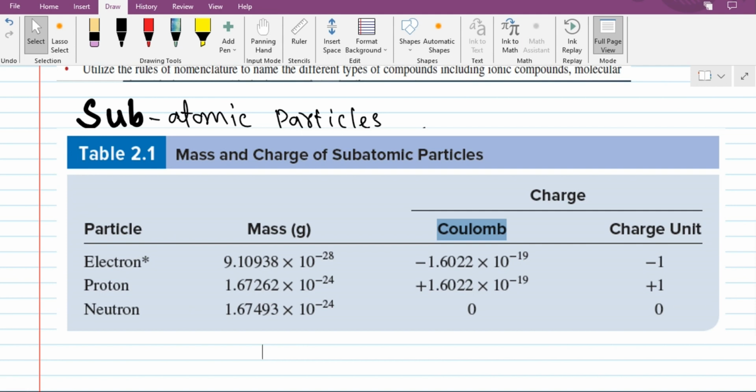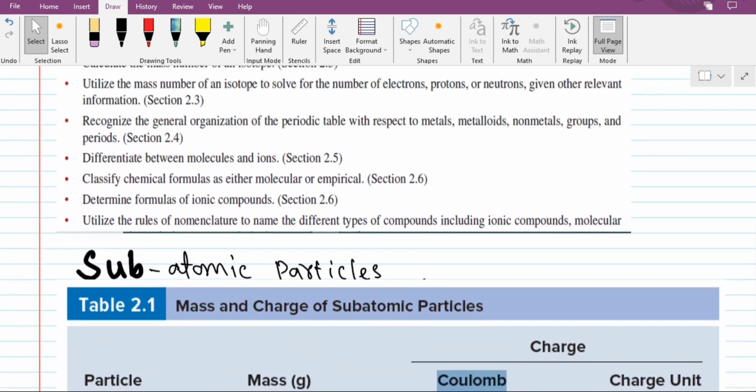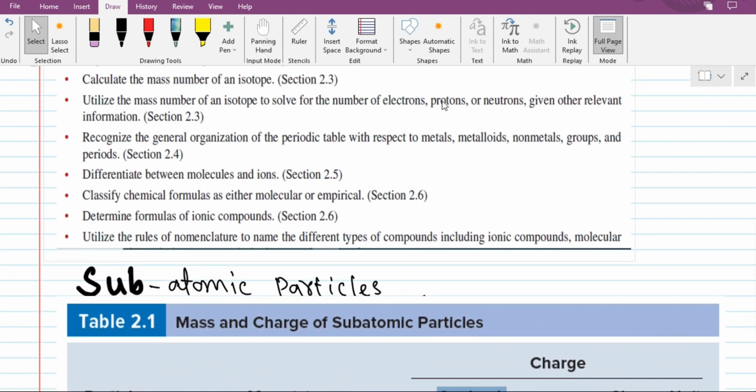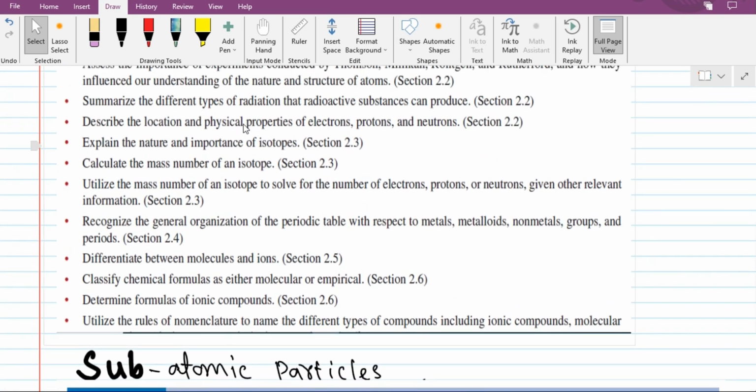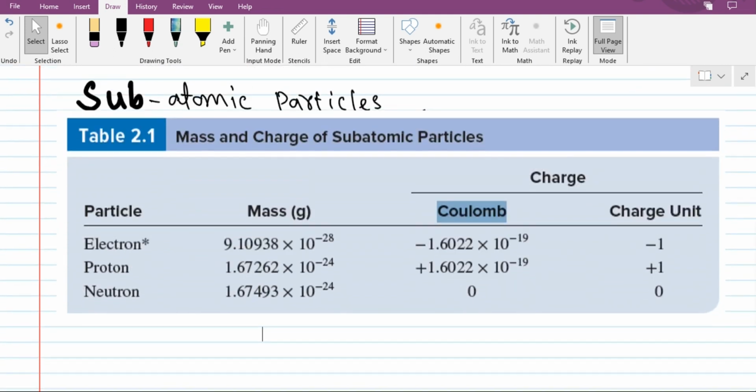After that we are going to discuss the next part. The next part was about calculation of the isotope. Here, describe the location and the physical properties. Physical properties mean you have to remember their charge and their mass. The next point is to explain the nature and importance of isotopes. So first of all we are going to define what isotopes are.